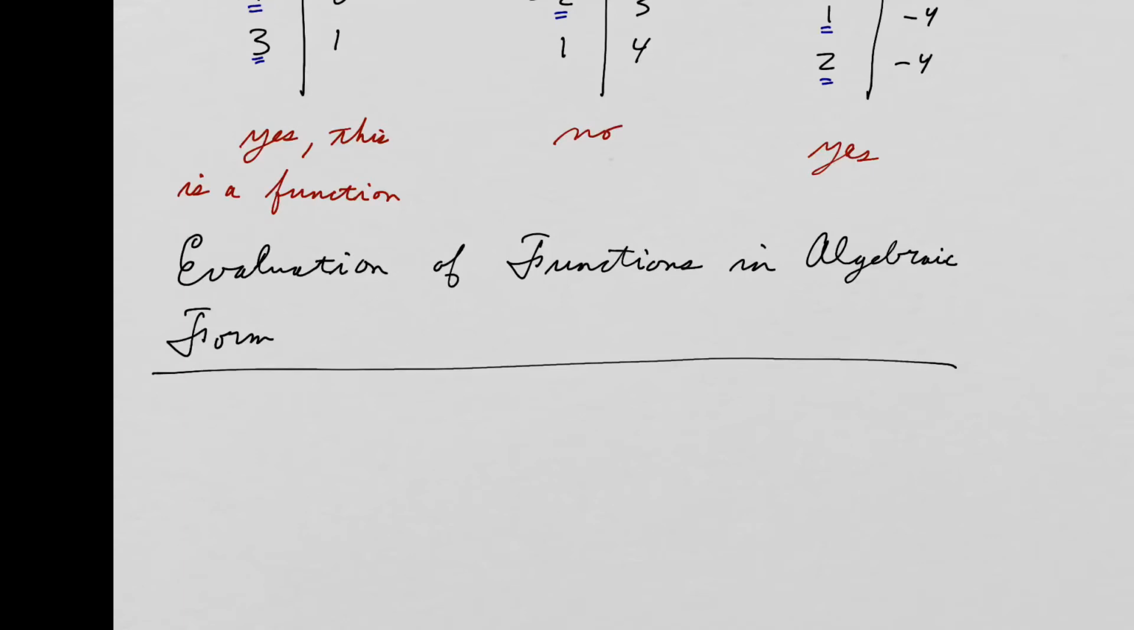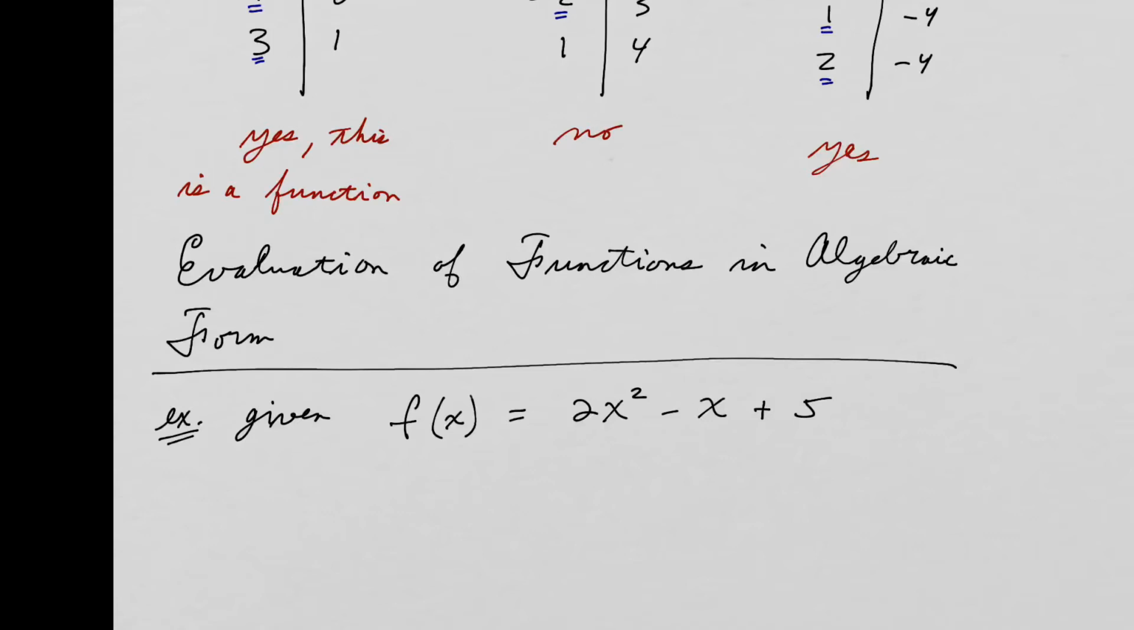So let's say I'm given a function. So let's say it's a function of x, and it's equal to this expression, 2x squared minus x plus 5, right? So actually this is called a quadratic function, right? Because the expression is quadratic. So this is a quadratic function.